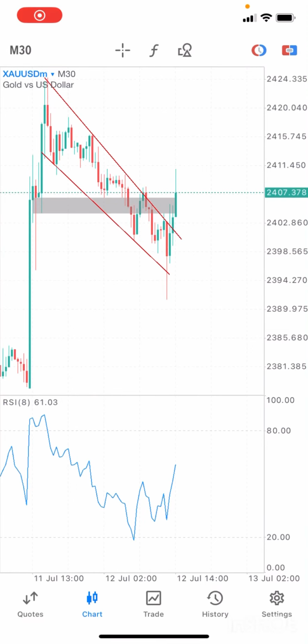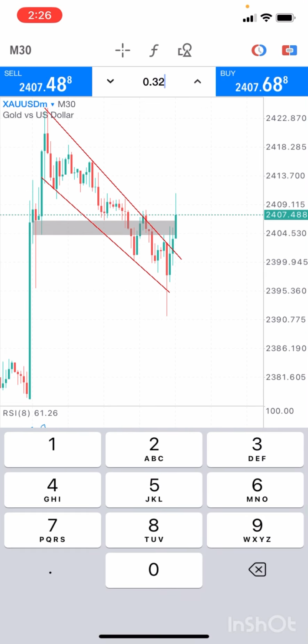Yo guys, so we have another setup here that I want to pick, and this one is based on the PDF that I used to use. Let me enter before I keep explaining.